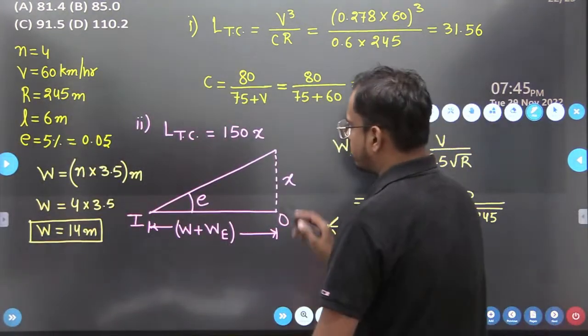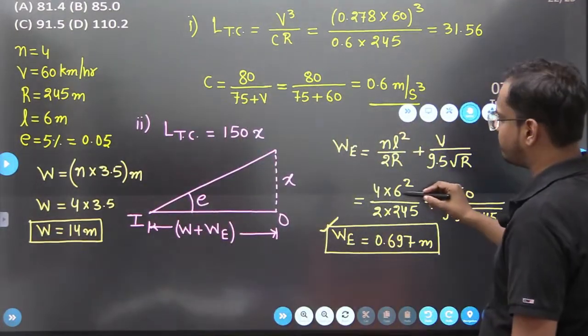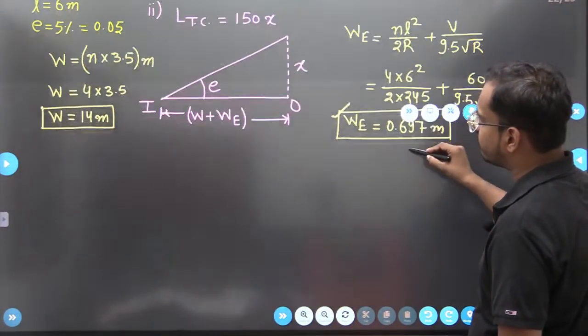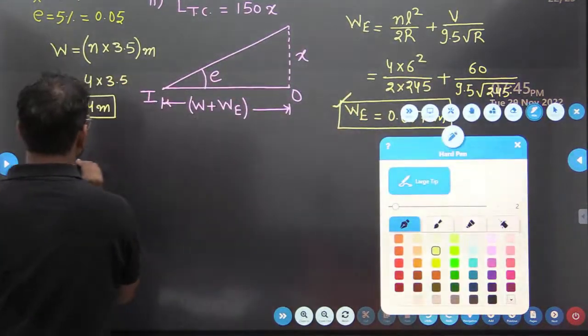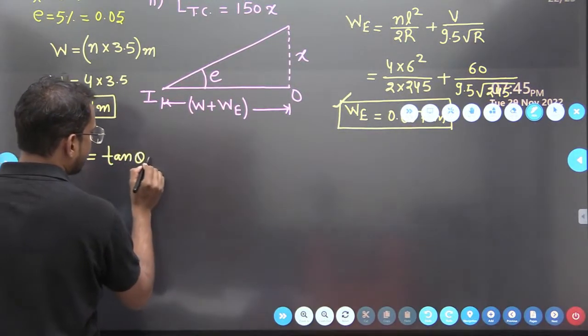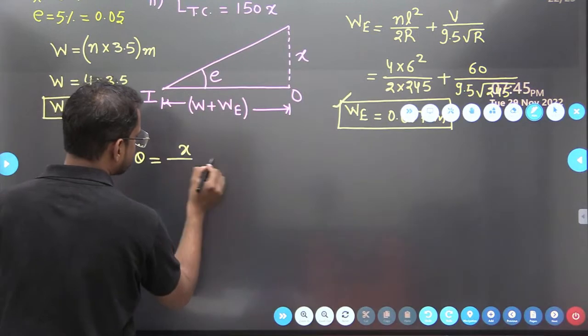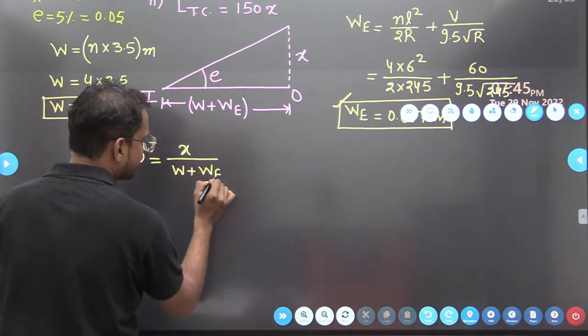If you are interested to calculate the value of x, then what is the value? We already know that e is equal to tan theta, and tan theta is perpendicular upon base, and base is W plus We. Am I right? Base is W plus We.